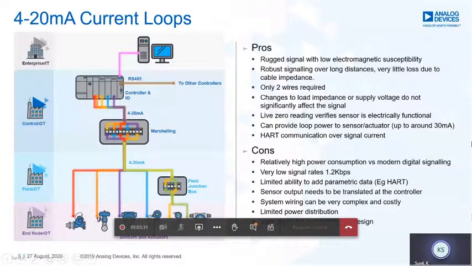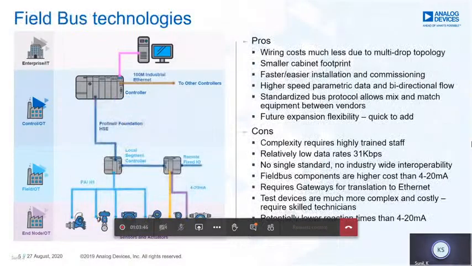I'm not saying it's good or bad. Each technology has its own pros and cons, and we have just tried to highlight it. We're not going to get into the detail, but I just wanted you to be aware that this had its benefits and certain disadvantages. And then people moved on, as far as connectivity is concerned, into different field bus technologies. So here again, it comes with its own benefits and disadvantages.